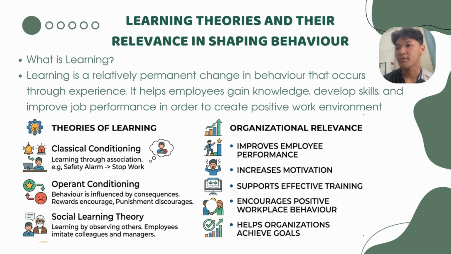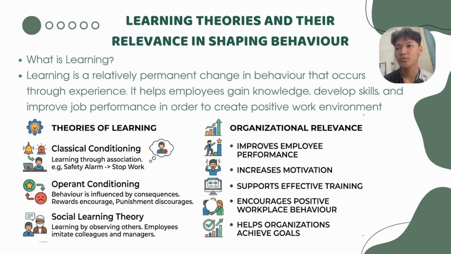The second one is operant conditioning, which states that behavior is influenced by its consequences. In simple words, employees are more likely to repeat behaviors that are rewarded, while punishment will discourage undesirable behavior. So they will avoid undesirable behavior to avoid getting punished, and they will tend to do things that are rewarded.